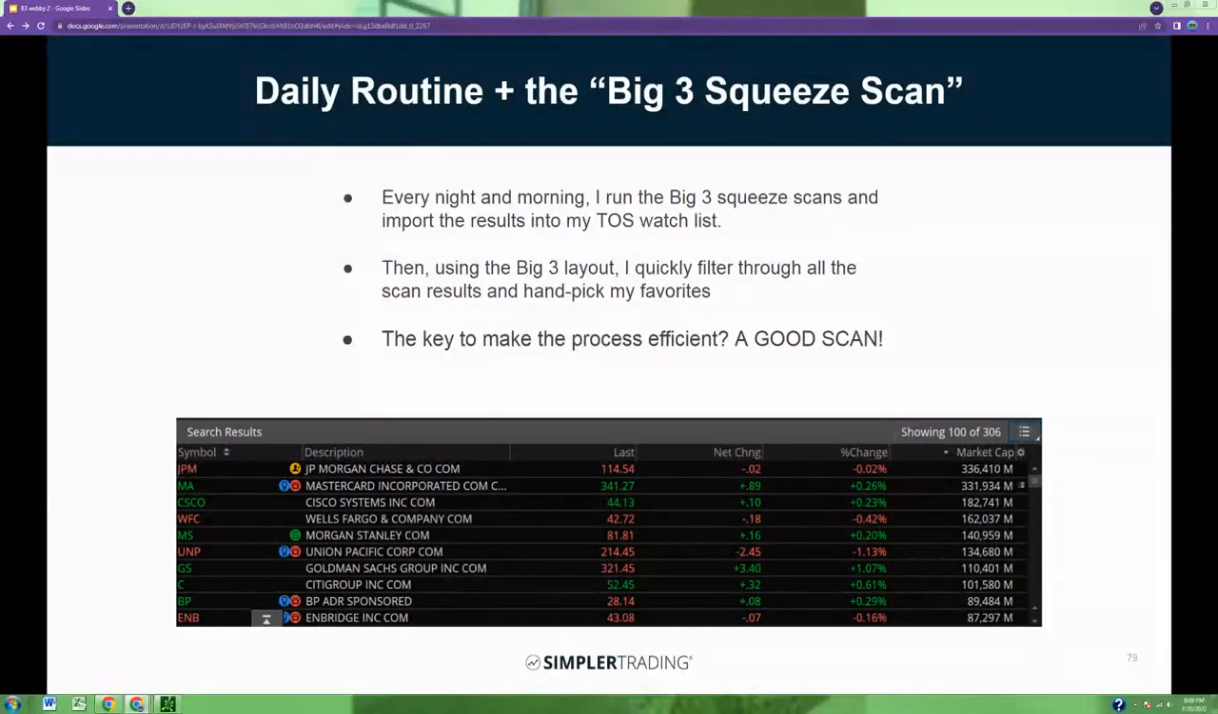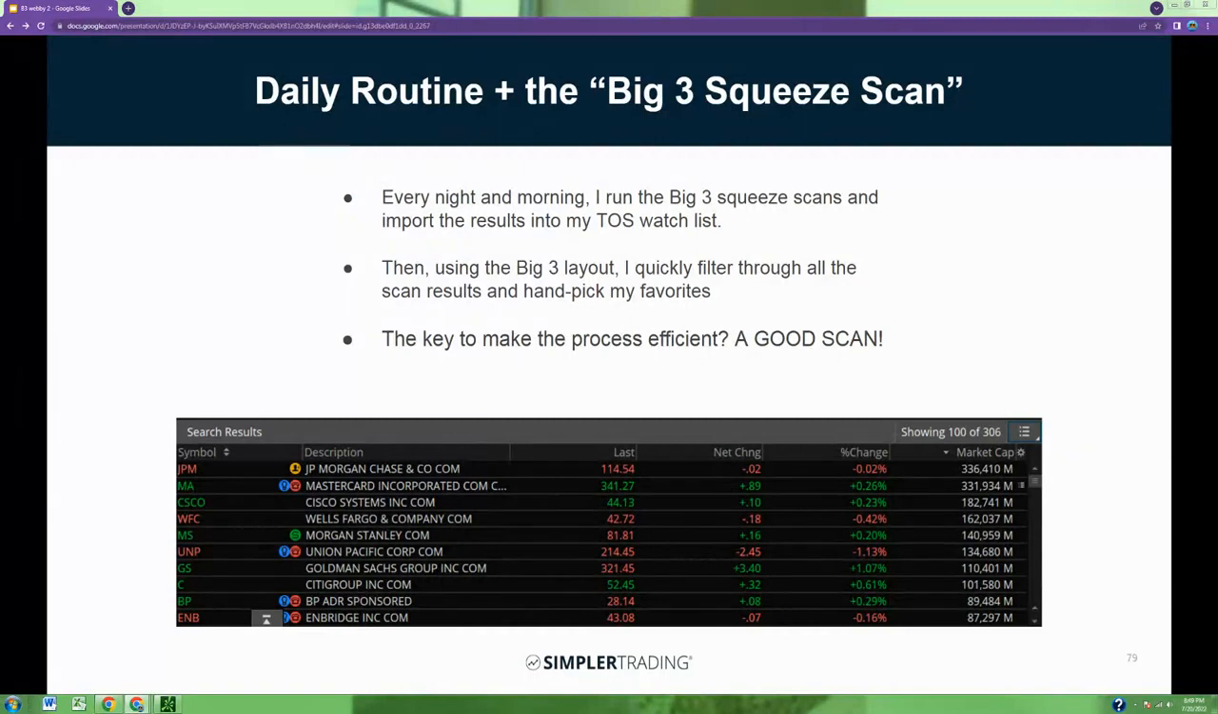But all right, guys, we're going to jump into the scans here in a few. I think we're going to have more than enough good looking opportunity for tomorrow. But here's what you guys are going to do every morning and every night to get prepared using the Big 3 indicator and the Big 3 scan. Every morning, every night, I run my Big 3 scans, then I import those results into my ThinkorSwim watchlist. Then using the Big 3 layout, which we're going to hook you up with, I can quickly filter through all those results and handpick my favorites.